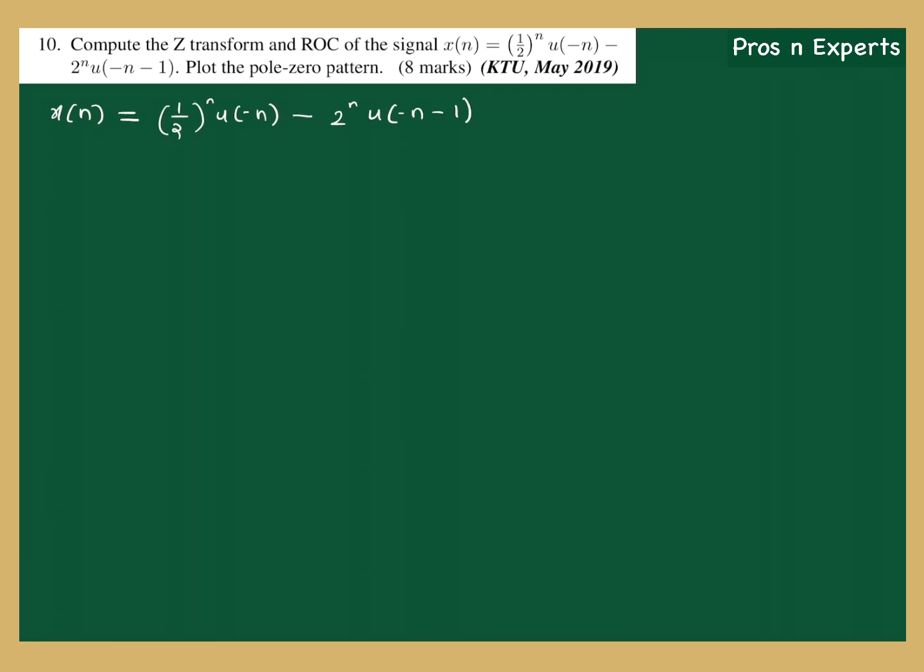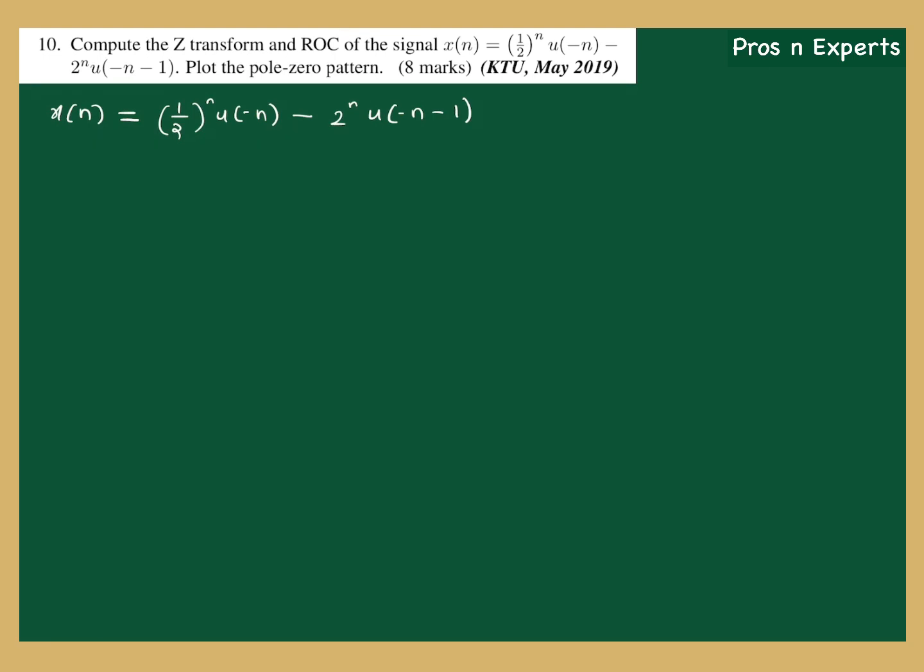Do we have any straightaway formula to find out the Z transform of this signal? The answer is straightaway no, because if at all it was half raised to n u of n, you could have written it. Or if it was half raised to n u of minus n minus 1, that is the same Z transform, but it's a left-sided signal. Again, you could have written it. But this is half raised to n u of minus n. So either you have to apply some property, or you can start from scratch.